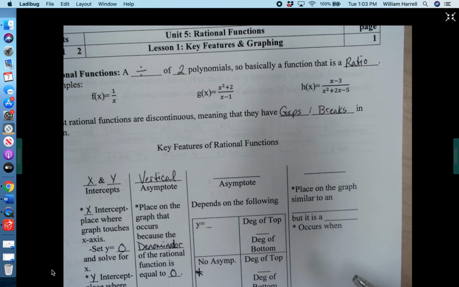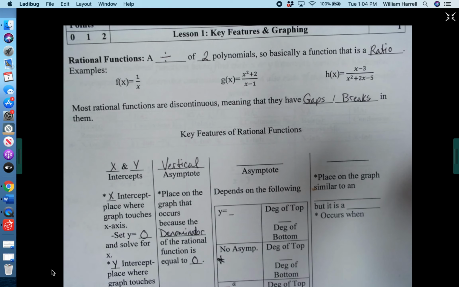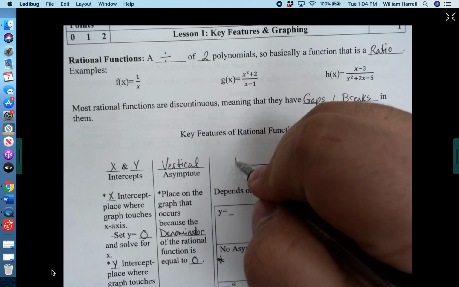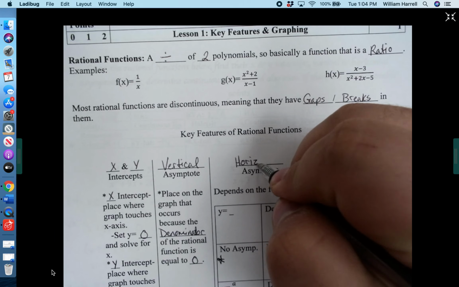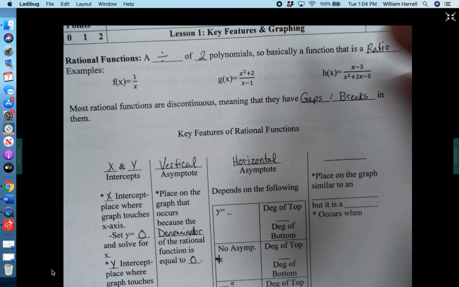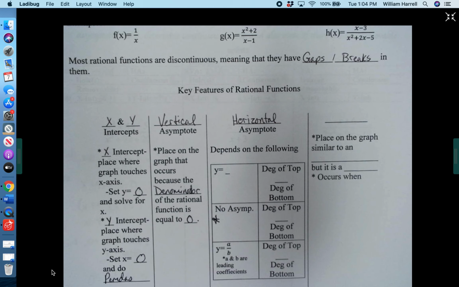We talked about x and y intercept. So x and y, they're kind of opposite of each other. Another kind of asymptote, the opposite of vertical asymptote. So we have imaginary vertical lines. We can also have imaginary horizontal lines. Now there are several rules.